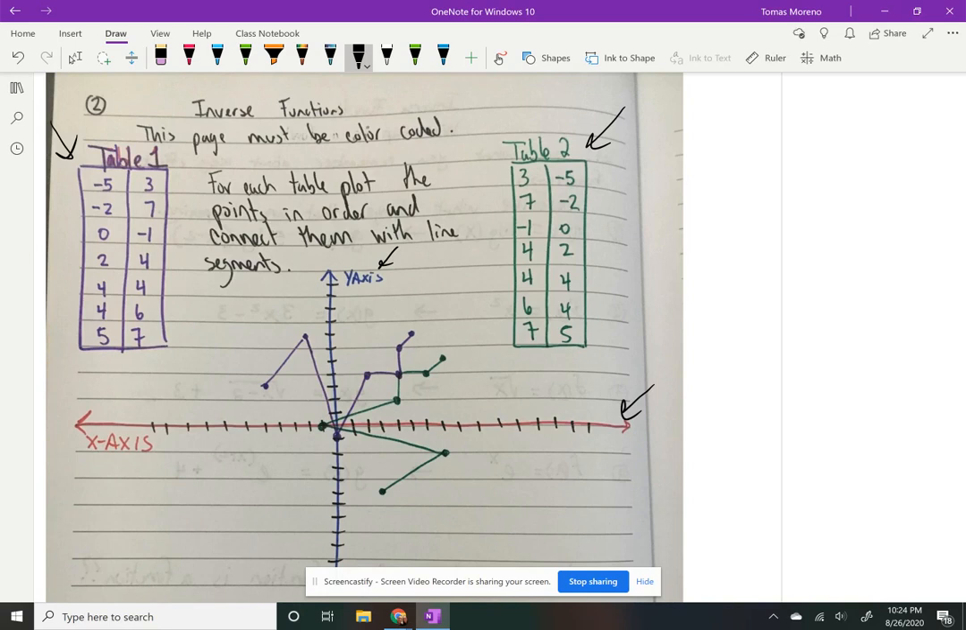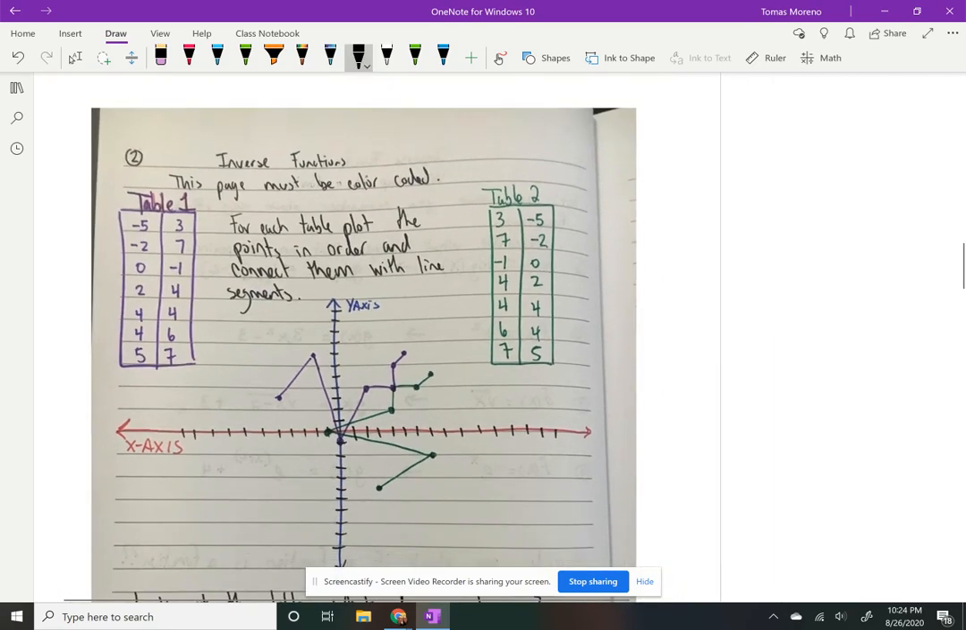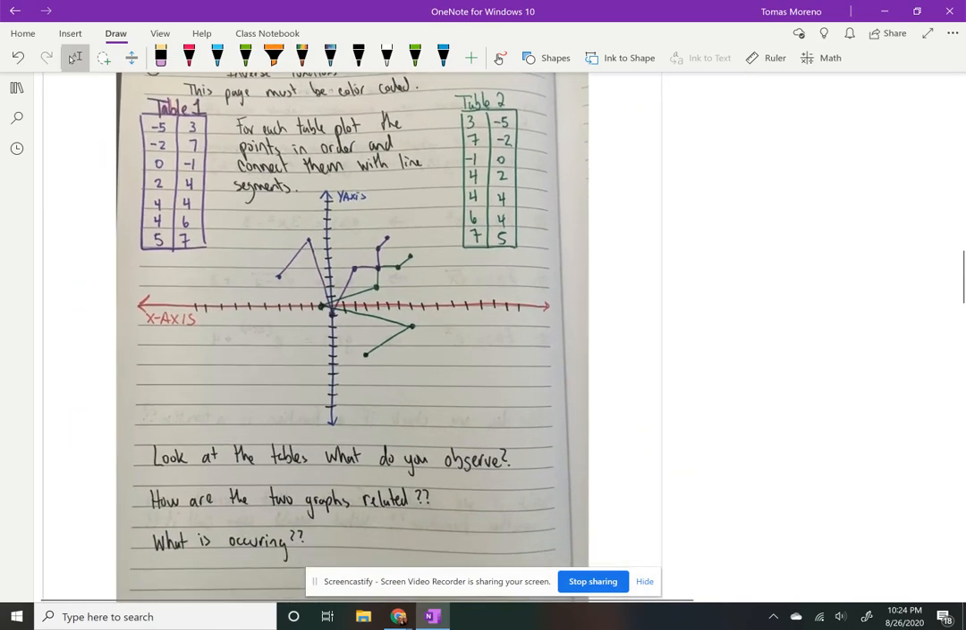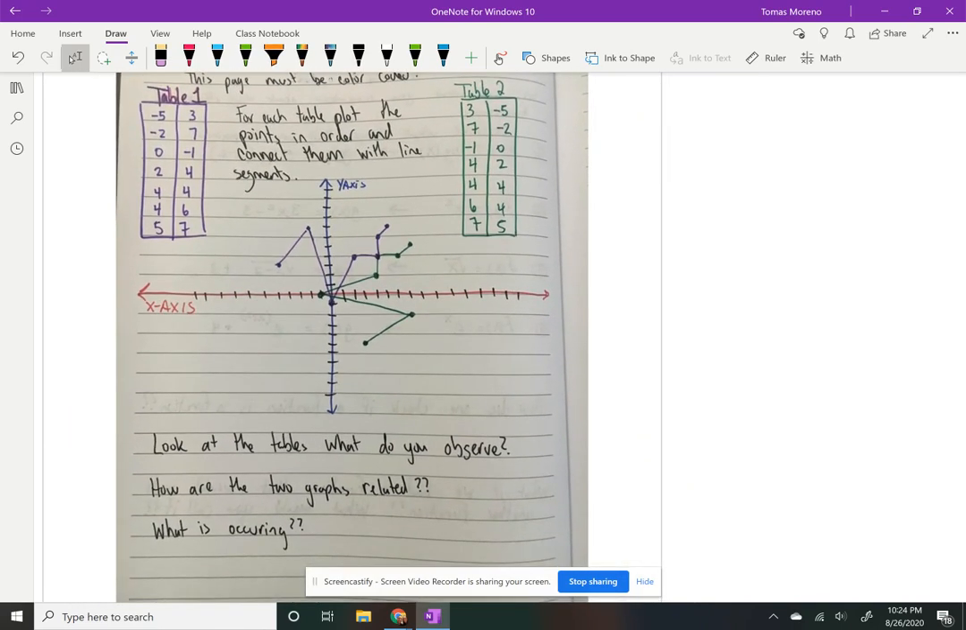Okay, so I want you to look at these two graphs. Table 1 is right here in purple. Table 2 is right here, also already graphed out. And I want you to answer these questions. Look at the tables and what do you observe? How are these two graphs related? And if there's something occurring, what is occurring?